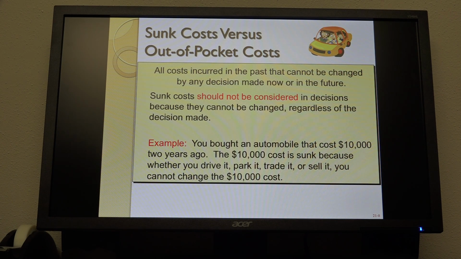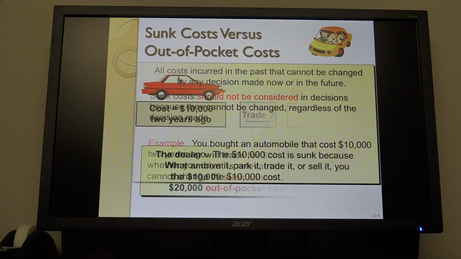So here we have an example. You bought an automobile that cost $10,000 2 years ago. The $10,000 cost is sunk because whether you drive it, park it, trade it, or sell it, you cannot change the $10,000 cost.